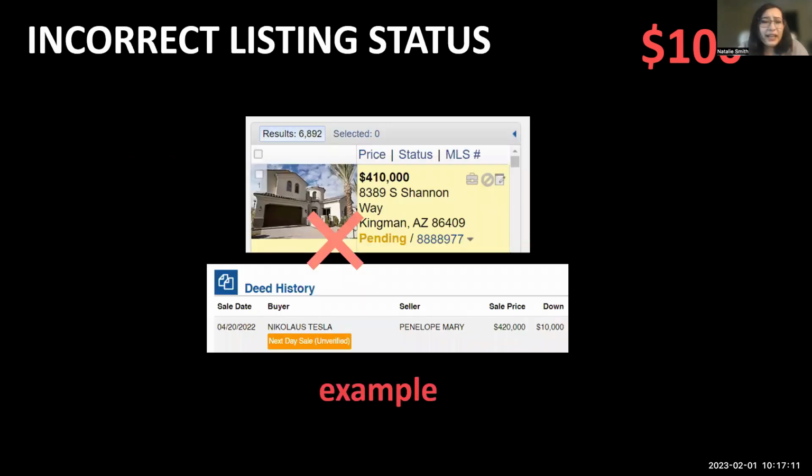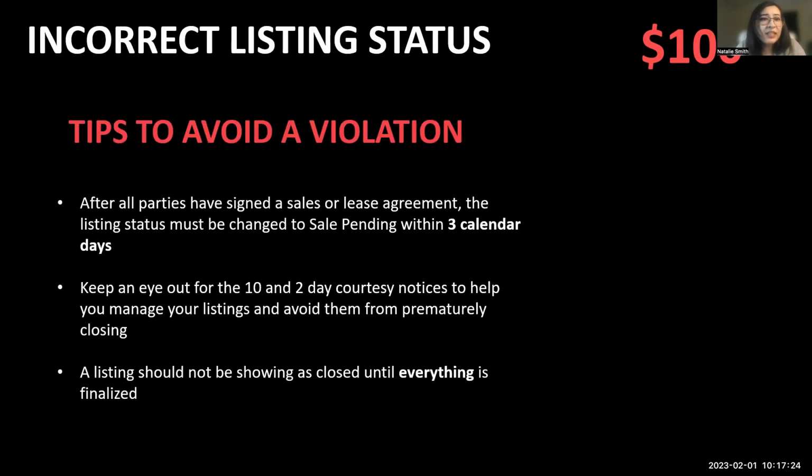Incorrect listing status. Again, I think this is a no-brainer for you guys. Everything has to be accurate and factual in the MLS no matter what. So you do want to make sure you update it throughout its timeline if something does happen to change with it. Tip to avoid this one, I think the best is to just keep an eye out for those courtesy notices. Data integrity does send you an email reminder 10 days out and 2 days out that just says, hey, your listing is about to close. Here are all the details. If the details are good, you don't have to do anything. But if you do need to change it, that's your reminder to go ahead and update it in the system.